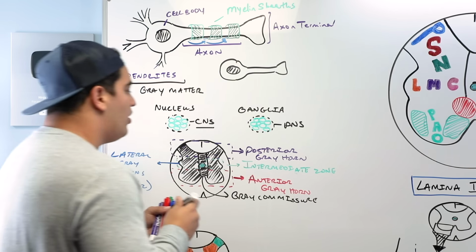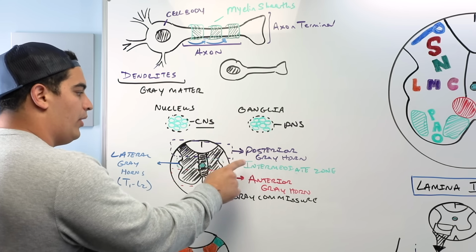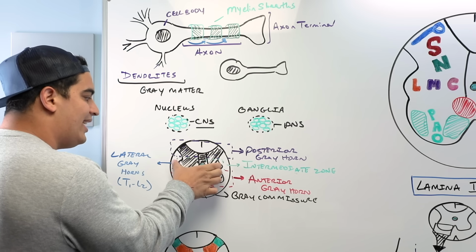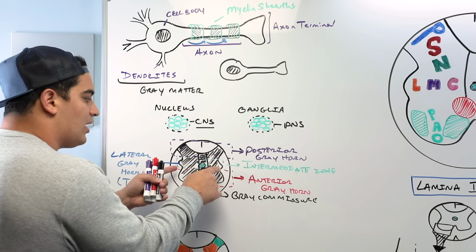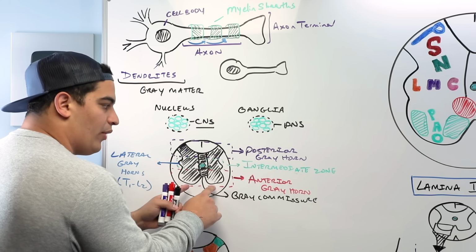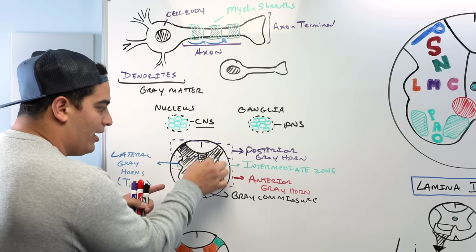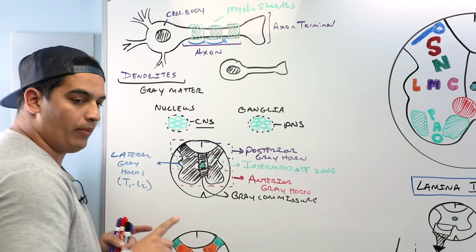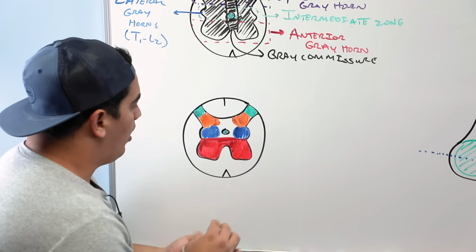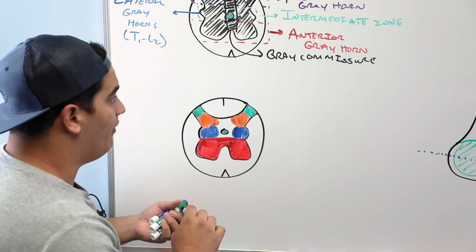Beautiful. So we know the posterior horn, right? We know our intermediate zone at the T1 to L2 region. Coming off of it is the lateral gray horn and anterior gray horn. And we know the central or gray commissure here connecting the two sides of that horn. All right, so the next thing that I want to talk about is the basic function of these horns.